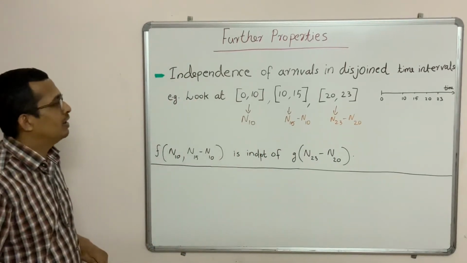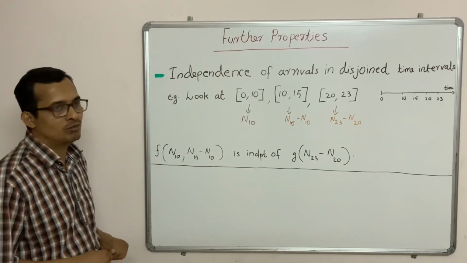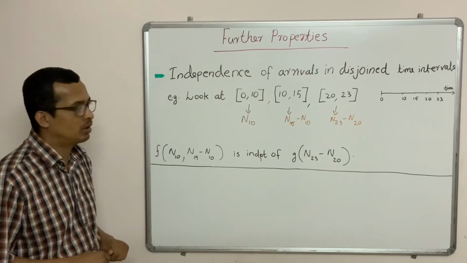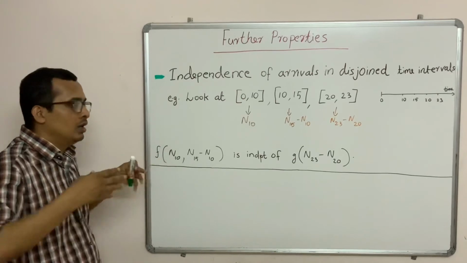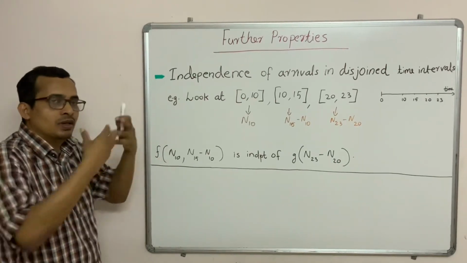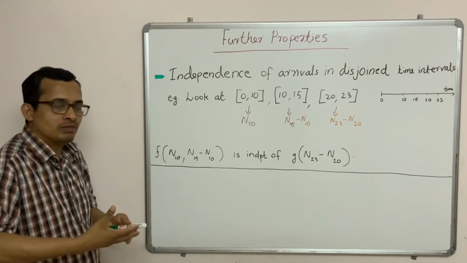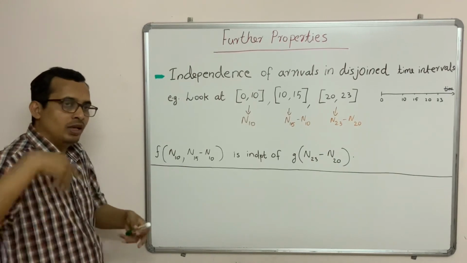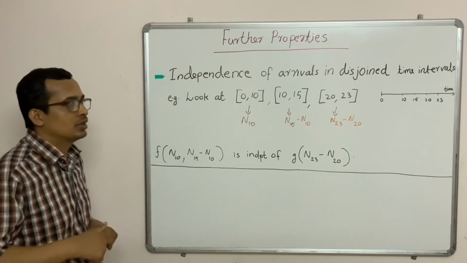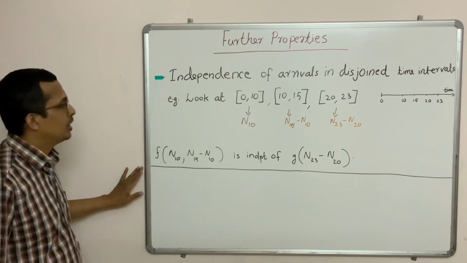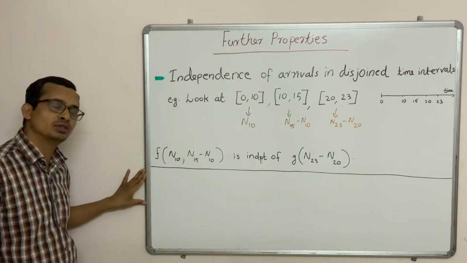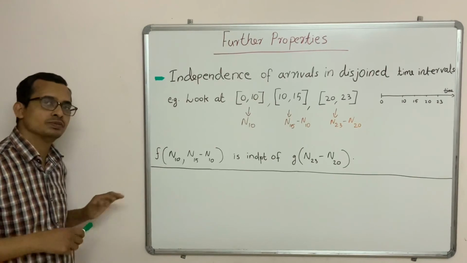You can take any finitely many disjoint intervals, and you will get arrivals in each interval. Any function of any number of intervals among them will be independent of any function of the rest of the arrivals in the rest of the intervals. So this we can use explicitly or implicitly in solving many problems.